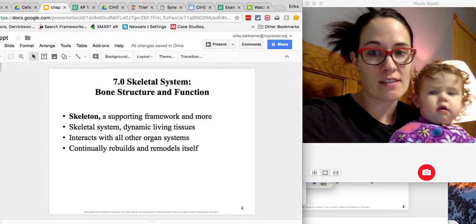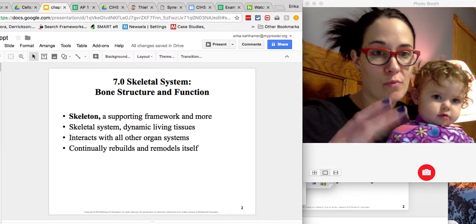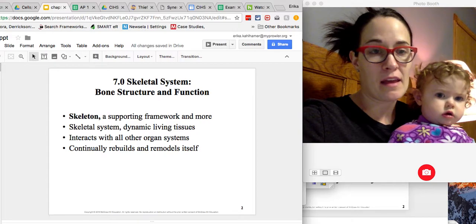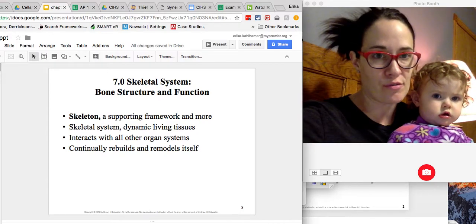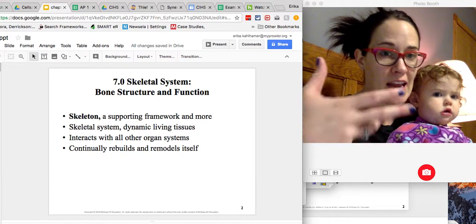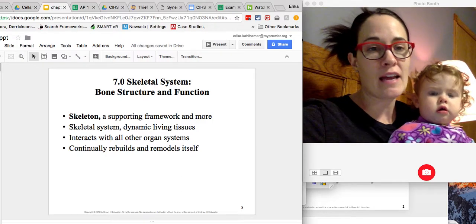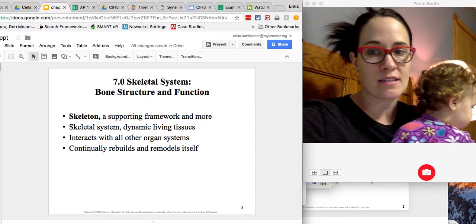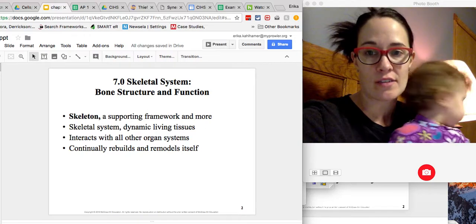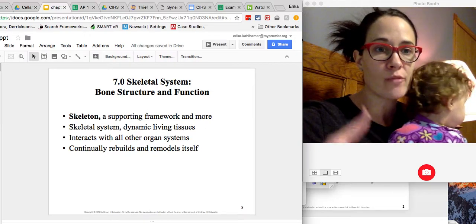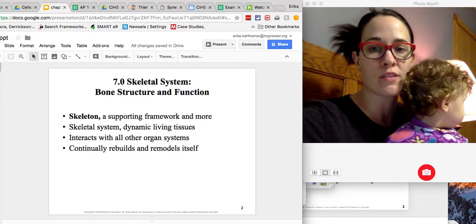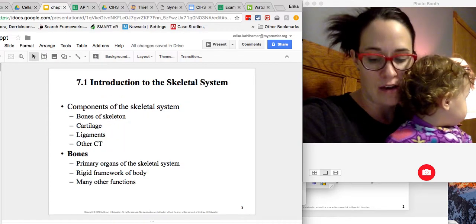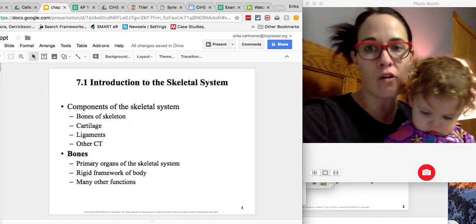So our skeleton is a supporting framework. It supports parts of your body. It's a living tissue. It's not dead. It's dynamic. It's always changing. And it does interact with other organ systems. One of the ways is by releasing calcium. And it continually rebuilds. You build bone continually and remodel itself. Break down, build up all the time.